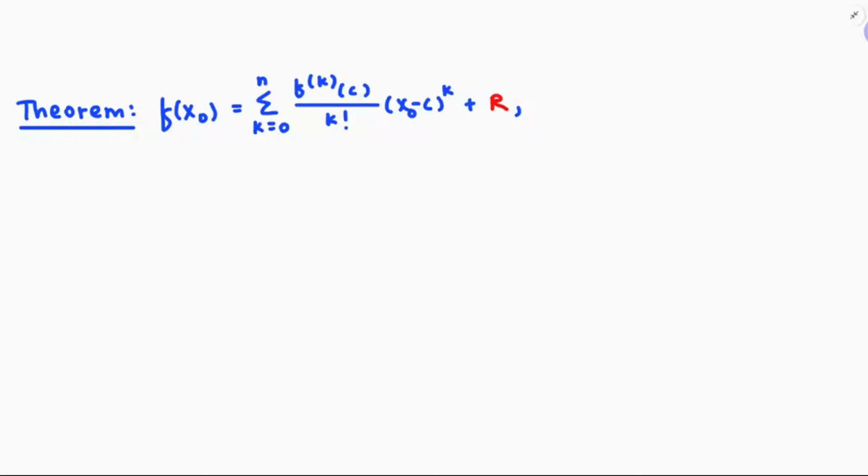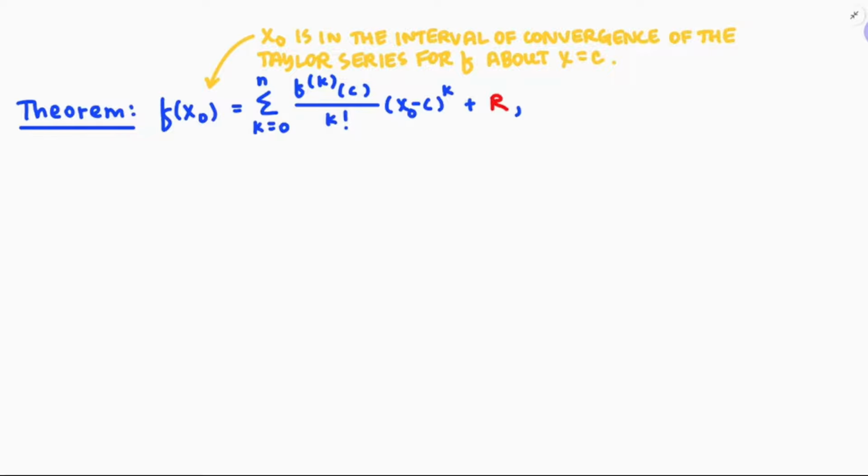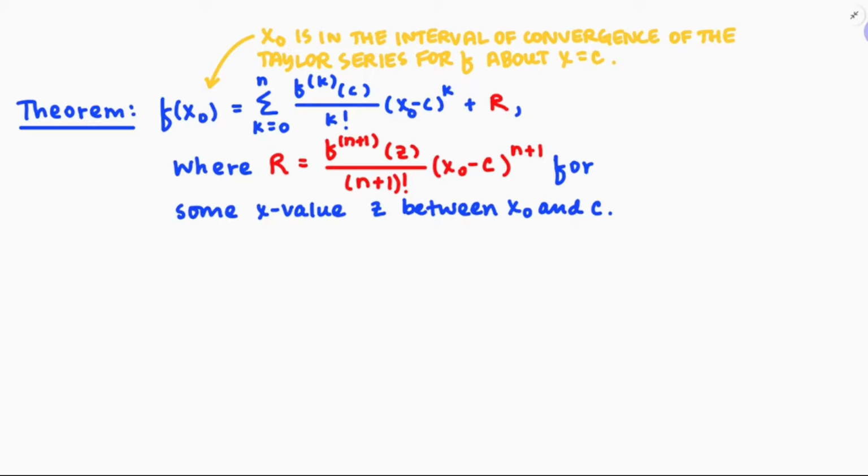So here it is. Taylor's theorem with Lagrange error bound says that f's Taylor series is a valid approximator for f, provided that x0 is in the interval of convergence of the Taylor series for f centered about x equals c. And it's going to be off by this remainder. The remainder is equal to the next derivative of f at some point on the interval between the centering point and the approximation point, divided by the next factorial, times the difference between the approximation point and the centering point to the next power, for some x value z between x0 and c.